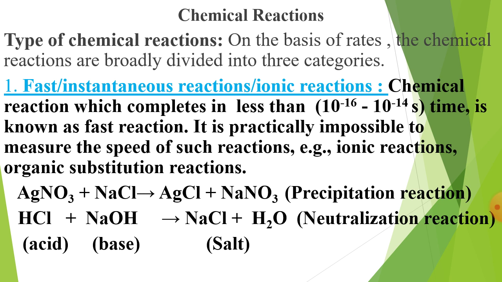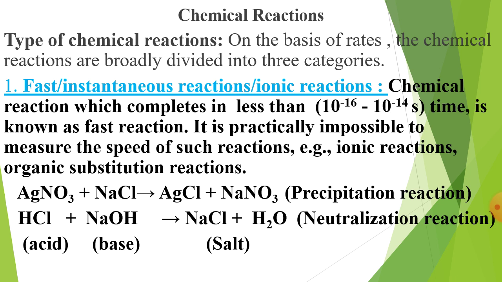Some examples are given here. Examples: ionic reactions, that is all the ionic reactions are known as fast reactions. Organic substitution reaction is also an example of fast or ionic reactions. In organic substitution, where positive and negative charges are seen, in that condition, this also behaves as a fast reaction.